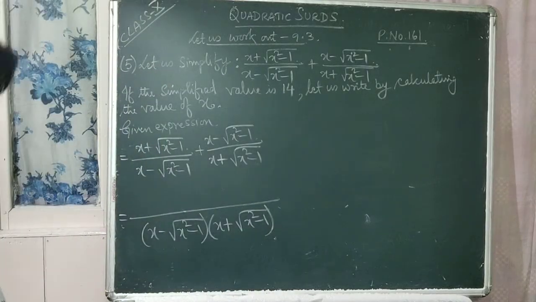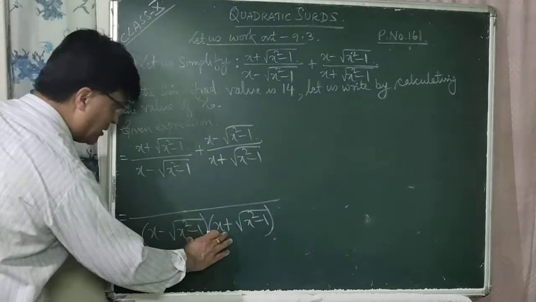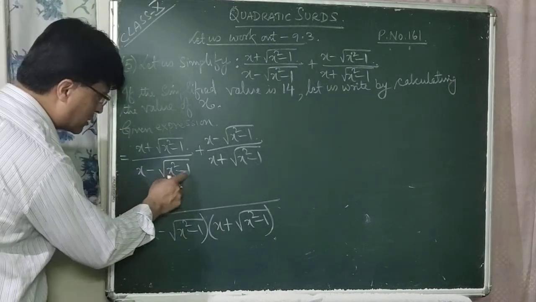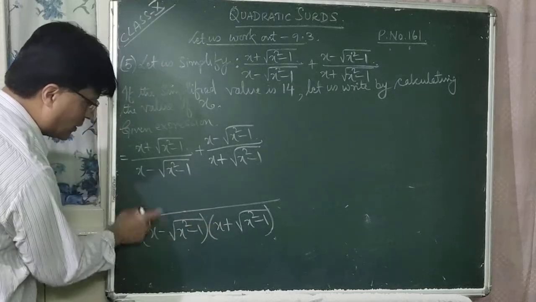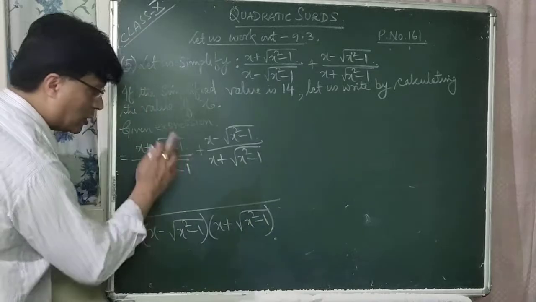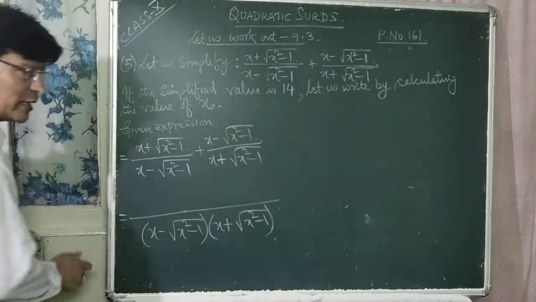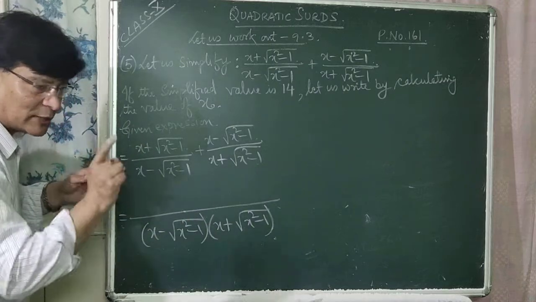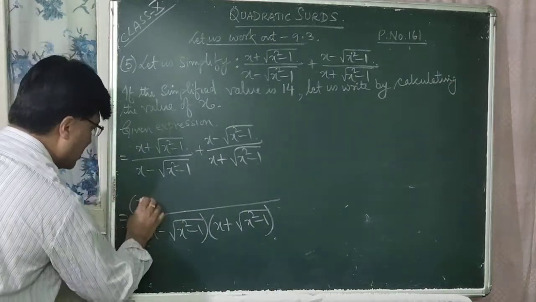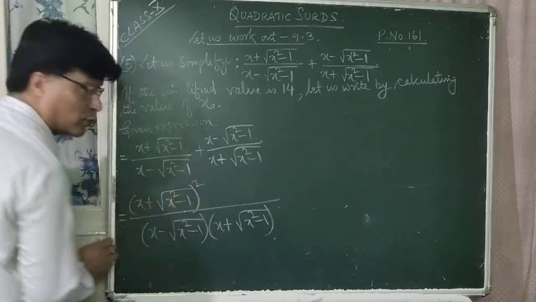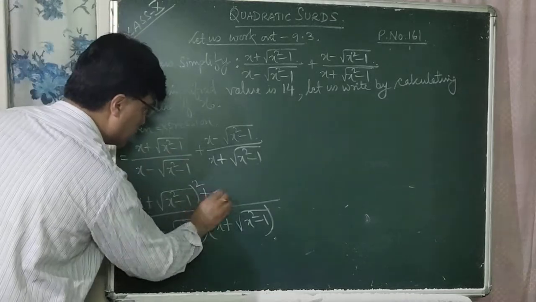So next, what will you do? Now this LCM is divided by this denominator. x − √(x² − 1) will be cancelled. What remains? x + √(x² − 1). Now multiply this expression by this numerator. These are the same expression, isn't it? What is a into a? A square. Likewise, this is (x + √(x² − 1))². Then comes the plus sign here.